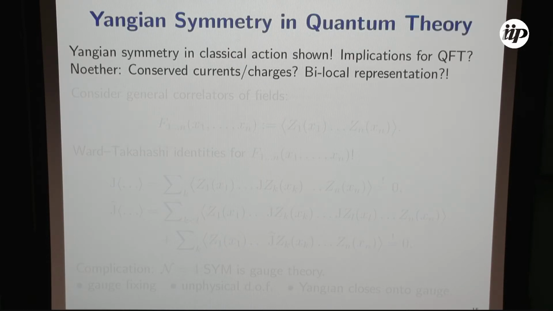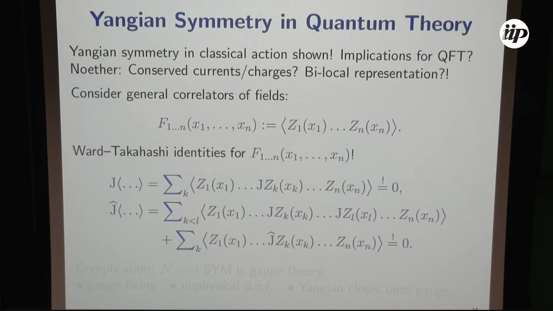But then we can go on to the quantum theory, and well, since we've shown the Yangian symmetry of the classical action, what does this mean for the quantum field theory? Normally in a quantum field theory, a symmetry gives you conserved currents and conserved charges, but the problem here is that this is not really a local symmetry, it's a bilocal type of representation, and then it's not so clear what a Noether current or charge should be.